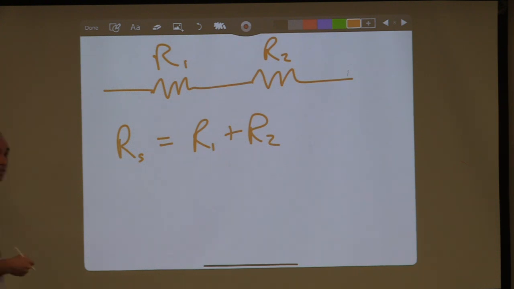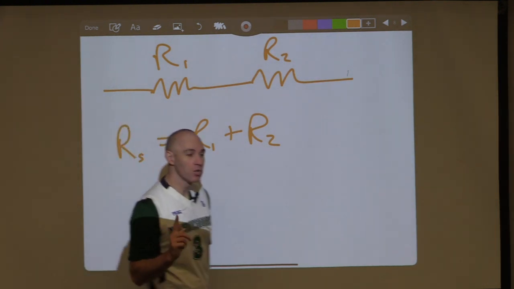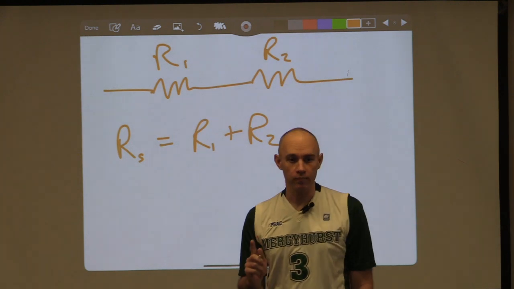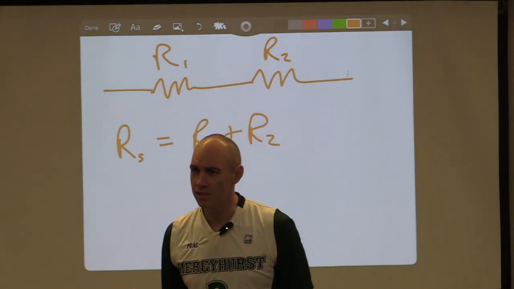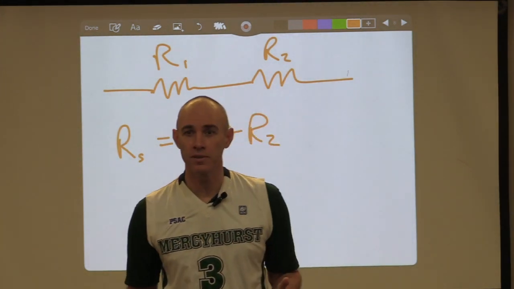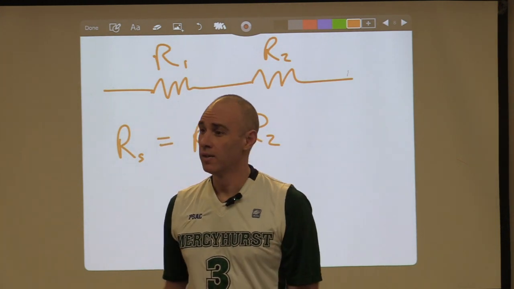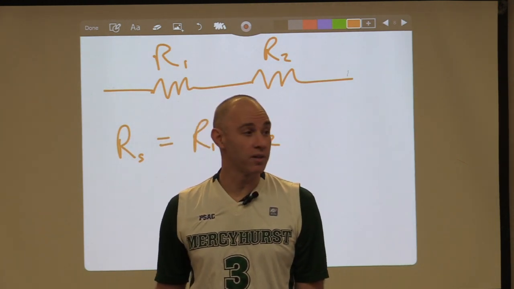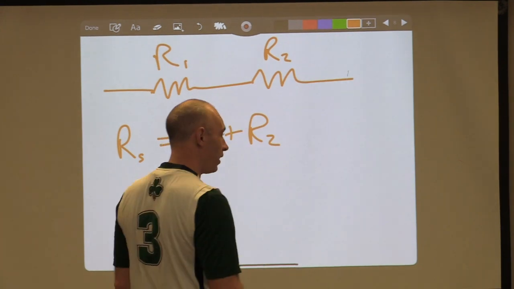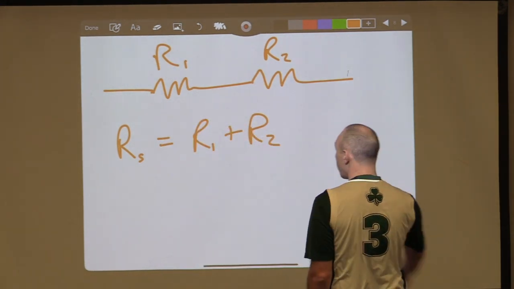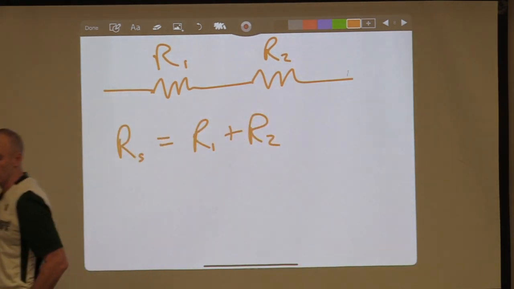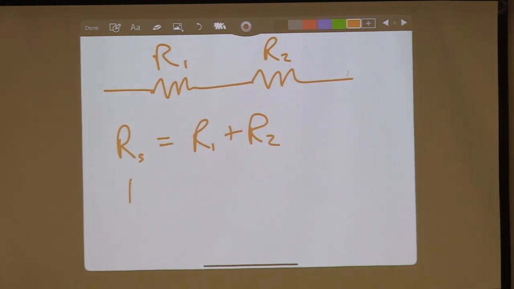For series, current is the thing. If there's only one path, it should make sense that there's nowhere for it to branch, nowhere for it to split, so there's nowhere for it to change. So the current has to be the same through the entire series. So if I know the current into that series, I also know the current through 1 and the current through 2. So the current through the series is going to equal the current through 1, which equals the current through 2.